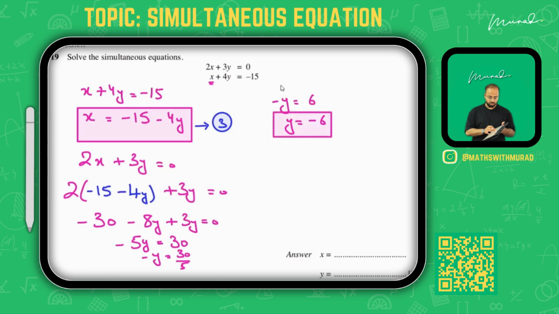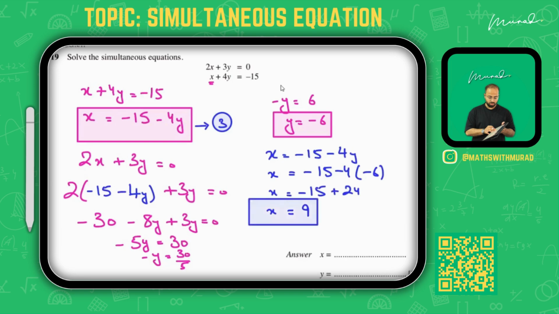So now that I know the value of y, I'm going to use equation number 3, which was x equals negative 15 minus 4y. So I'm going to put the value of y in. Negative 15 plus 24 becomes 9. So the value of x is going to be positive 9. So that's how you're going to solve it, the substitution method. All of you, is that clear? Is there any confusion?